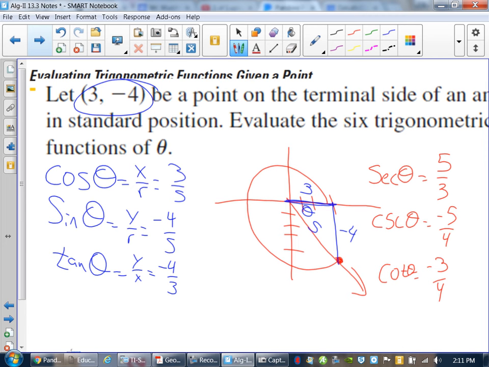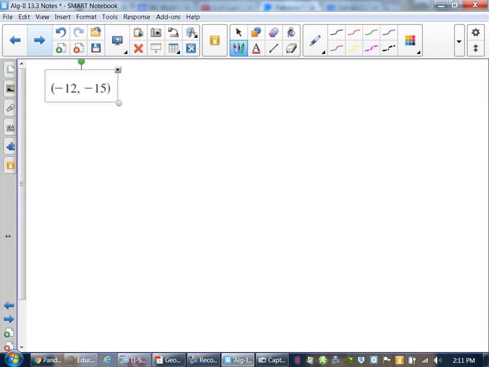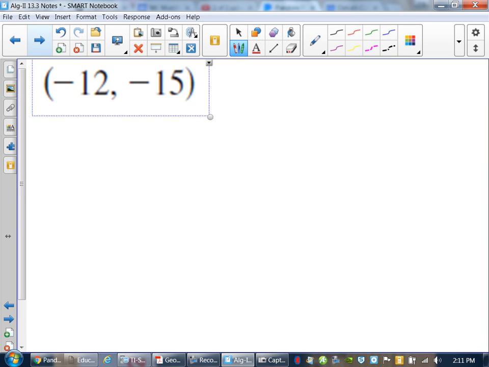Nah. Kinda. There's a little bit more to it. Let's try this. Negative 12, negative 15. Wait, do you have to write out all 6 functions every time? Yeah, it'll say right off the 6 trig functions.